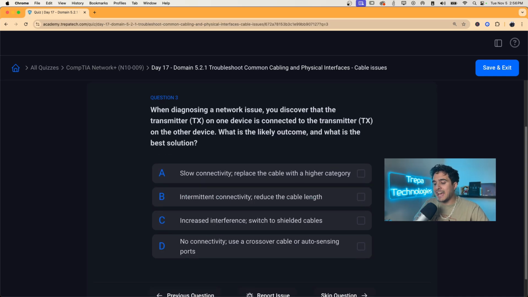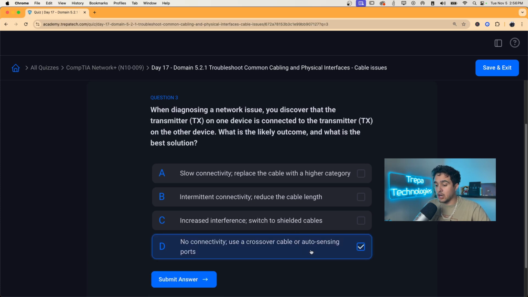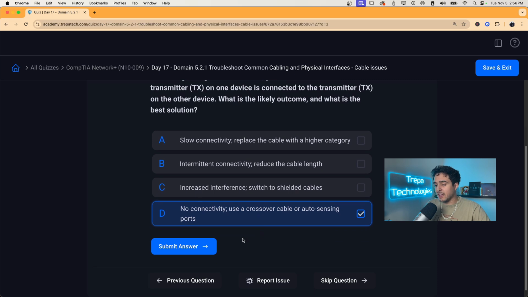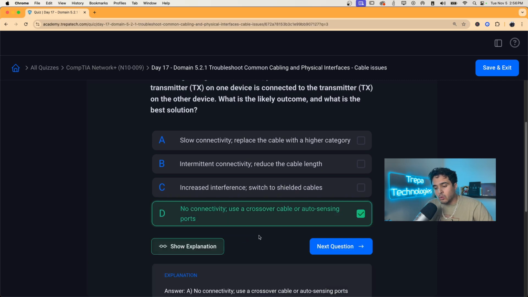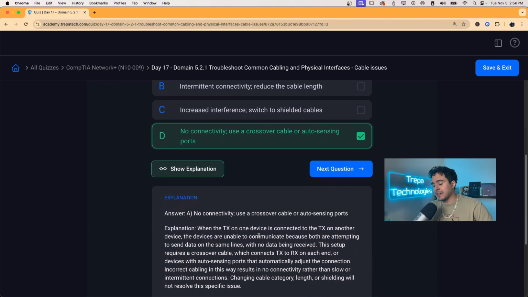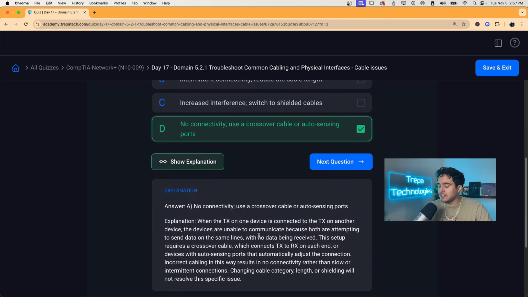Question 3. When diagnosing a network issue, you discover that the transmitter on one device is connected to the transmitter on the other device. What is the likely outcome and what is the best solution? So if we have legacy equipment that doesn't do MDIX to auto sense that and reverse it, we're going to have no connectivity. It just won't work, okay? So you either use a crossover cable on our legacy devices, or upgrade your hardware so they can do the auto sensing. Go ahead and pause the video if you'd like to read the explanation.